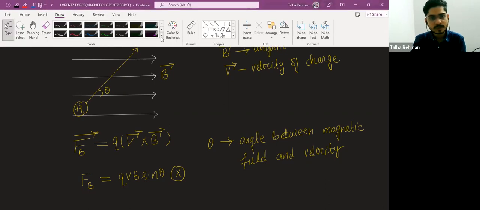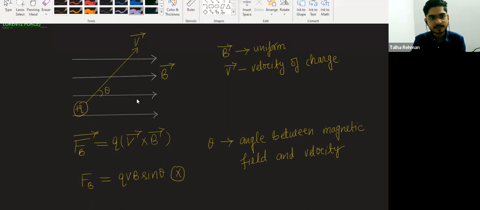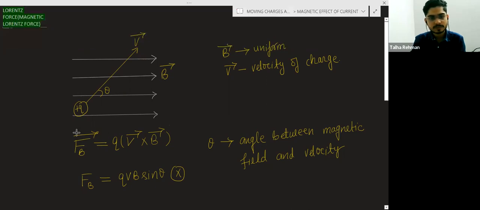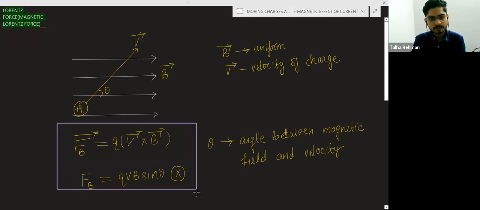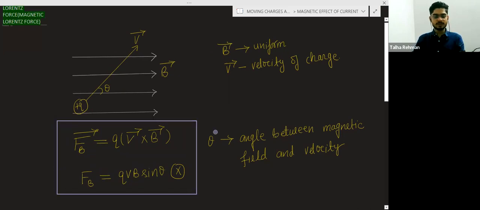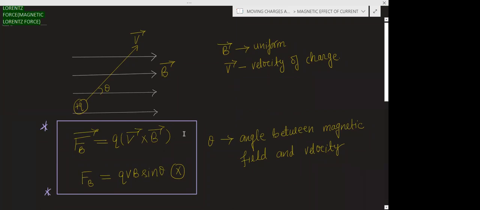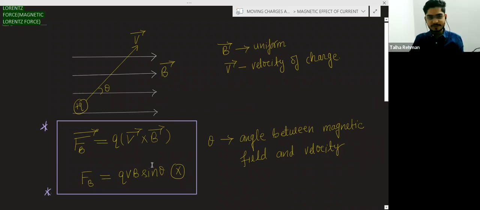I'm highlighting it. This formula is important. Have you taken the screenshot? And this F_B will be the magnetic force. This charge is in the magnetic field, so this force will be the magnetic force.